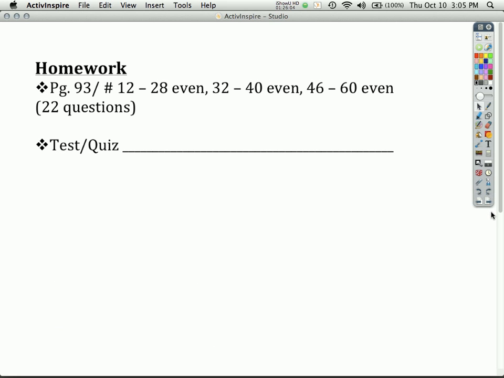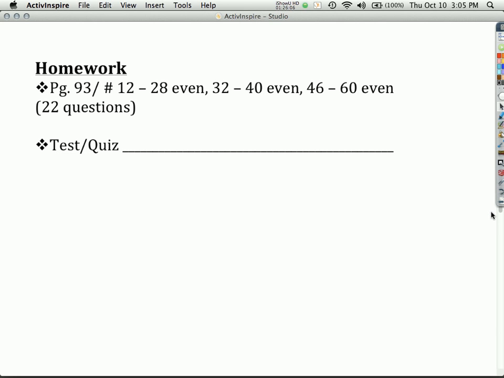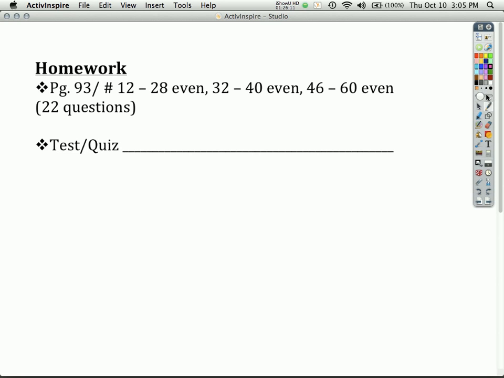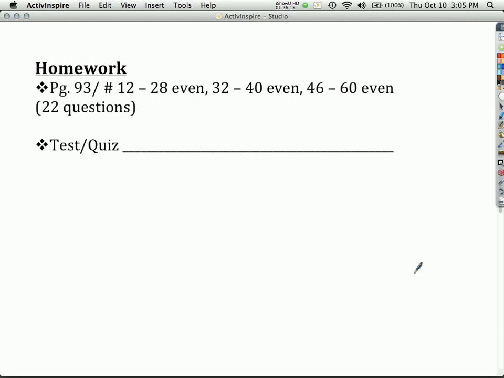Draw a line across your paper. Your homework is page 93. You're going to do 12 through 28 even, 32 to 40 even, and then 46 to 60 even. And then your next test is your quarterly exam, which is a week from today.